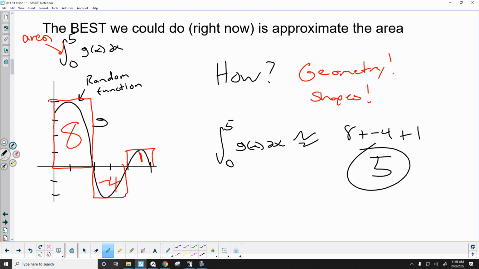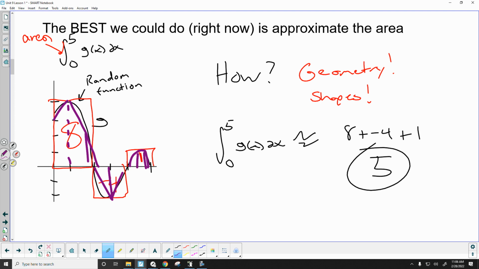But the question you might be thinking is, well, what shapes? What if I use straight lines here, and I wanted to use triangles and rectangles? And maybe I feel like this is a semicircle, so maybe I'm going to use the formula for a semicircle of a radius 0.5. How do I know what shape to use? How do I know how many shapes to use? What if I wanted to use a bunch of different rectangles and a bunch of different triangles?